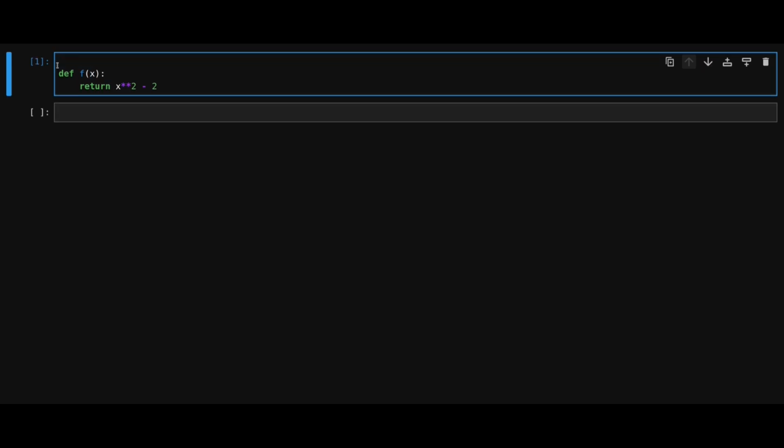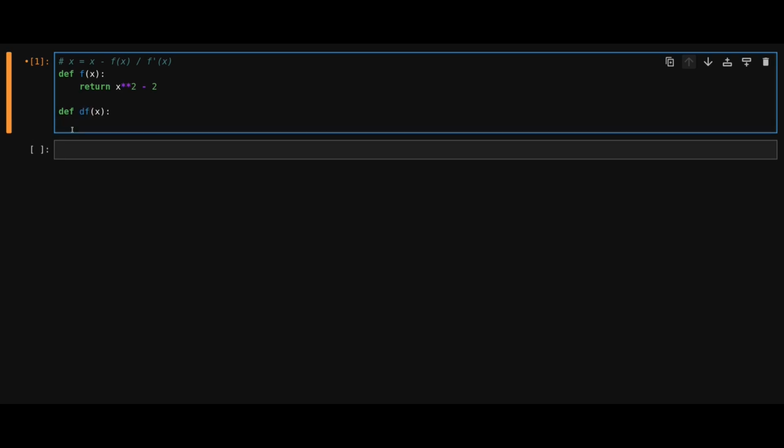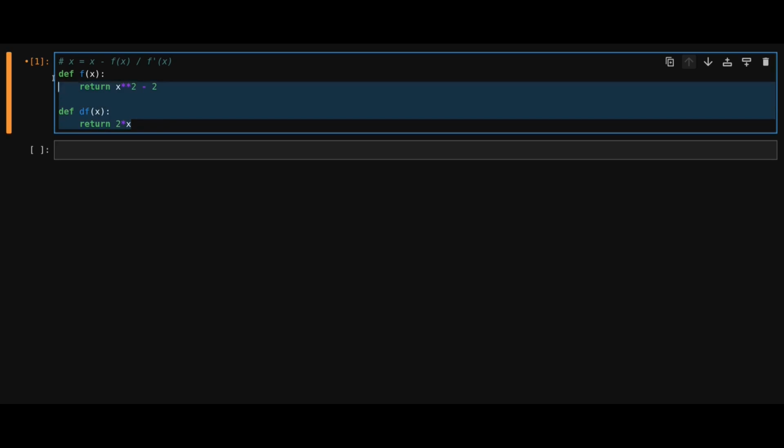Now to use Newton's method, remember that the new x was equal to the current x minus f of x divided by the derivative, f prime of x. So we have our function f, we also need a derivative. In this case, the derivative is simple, so let's call this def df for the derivative of f. The derivative of the function x squared minus 2 is simply return 2x. So we're going to use these two functions and then apply Newton's method.